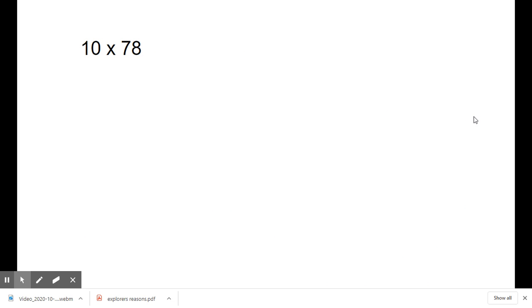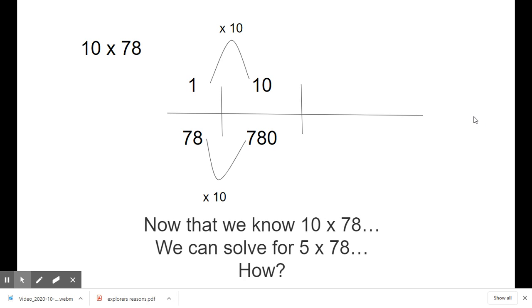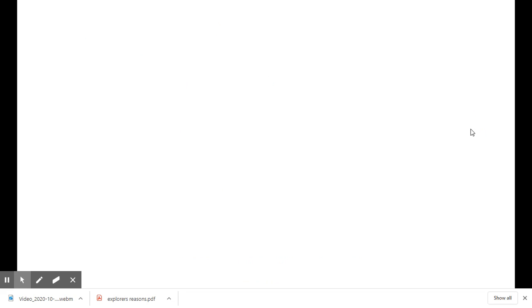What if we took 10 times 78? Let's do it with a ratio table. We start with 1 times 78 is 78. And then say, 1 times 10 is 10. 78 times 10 is 780. Now we know that 10 times 78 is 780. We can solve for 5 times 78. How?